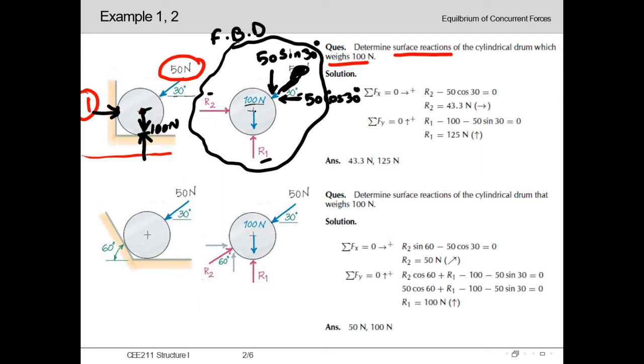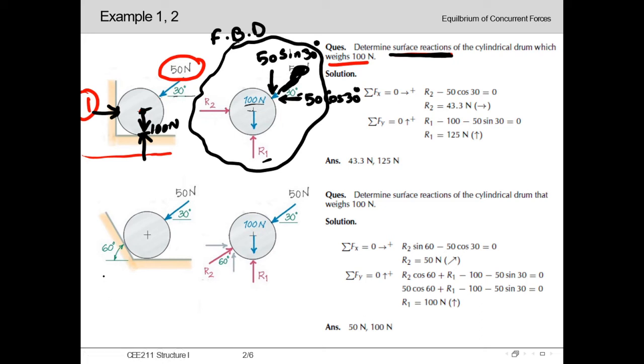So this is actually representing a concurrent force system, and as it is mentioned that we are dealing with equilibrium of concurrent forces, here we will be applying summation of Fx equal to 0 and summation of Fy equal to 0 in order to determine the reaction forces R2 and R1, which have been asked in our question. We are asked to determine the surface reactions. That means we need to determine R2 and R1. So let's see how we can determine these two reaction forces.